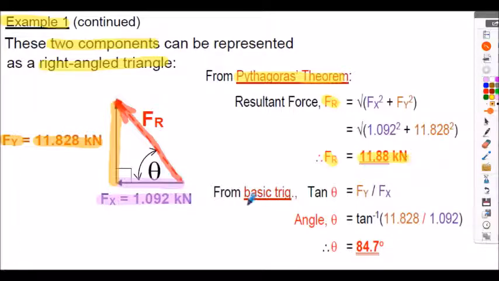And we use basic trig, the tan function, to find the angle theta. Theta is 84.7 degrees in this case. So the resultant force is now calculated and shown on the diagram. If we want the equilibrant force, of course, then that's equal and opposite to the resultant force. So same magnitude but opposite direction. If you're unsure about the process required there to calculate the resultant force, I'd encourage you to revisit the previous presentation.